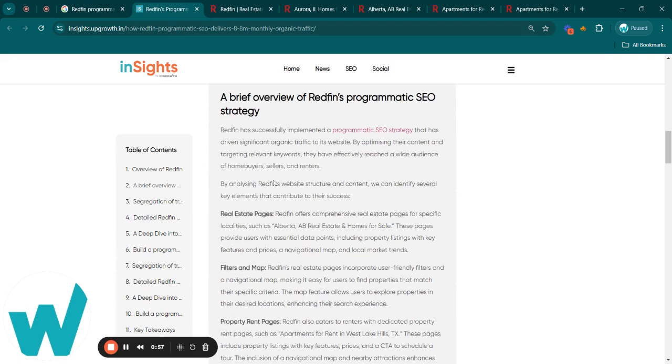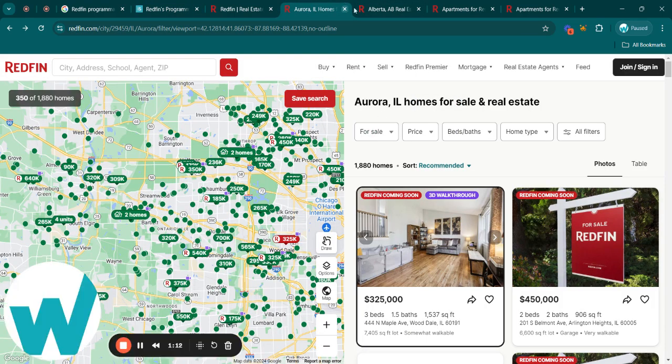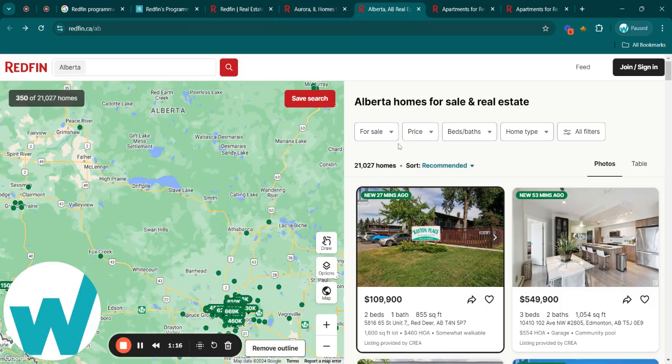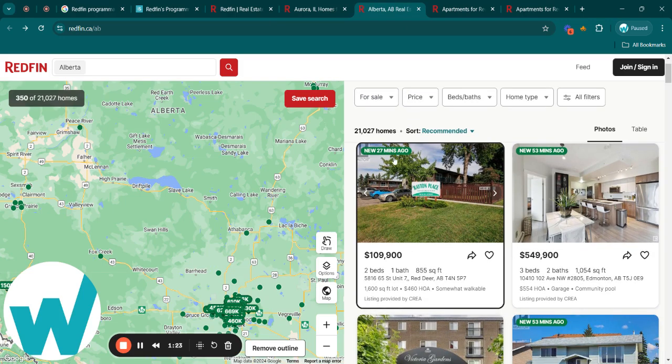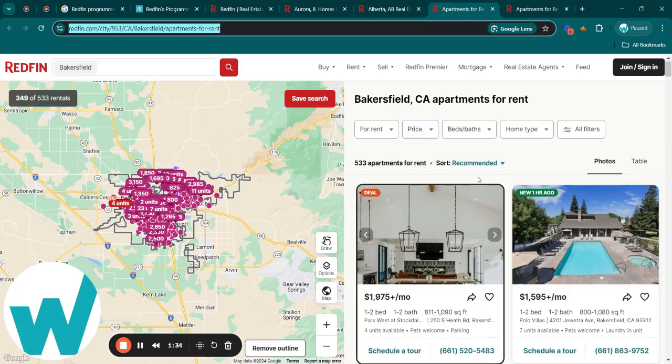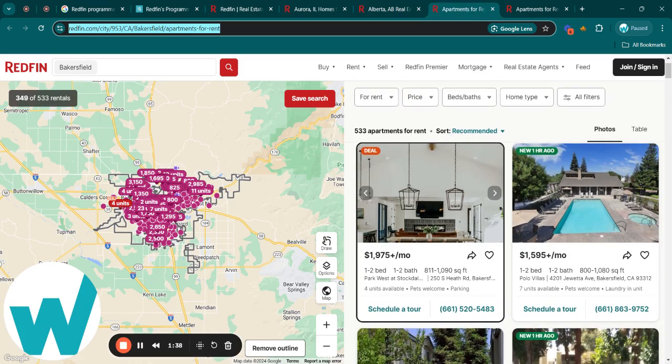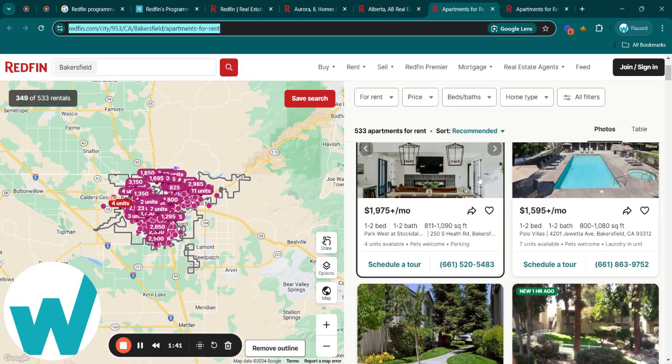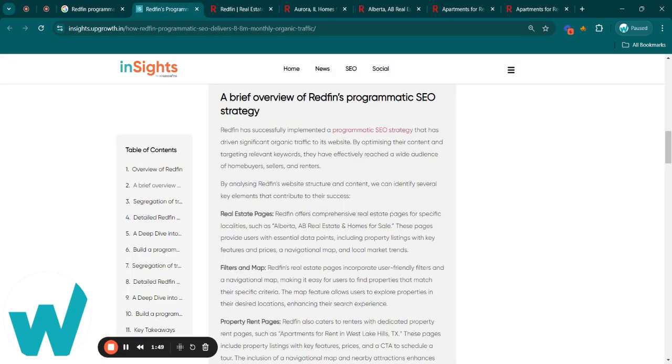Their programmatic SEO approach has significantly boosted its organic traffic by refining content and focusing on pertinent keywords to attract buyers, sellers, and renters. Key elements of their strategy include real estate pages: localized pages offering detailed property listings, maps and market trends, filters and maps, enhancing search functionality through filters and interactive maps, improving user experience. And also they have property rent pages, dedicated rental listings, complete with features, pricing and convenient scheduling options, complemented by maps and local attractions. So these efforts combine to streamline the property search process and improve the site's visibility.